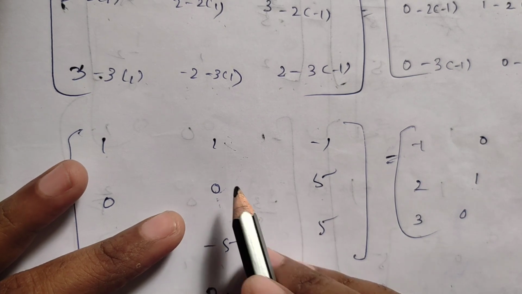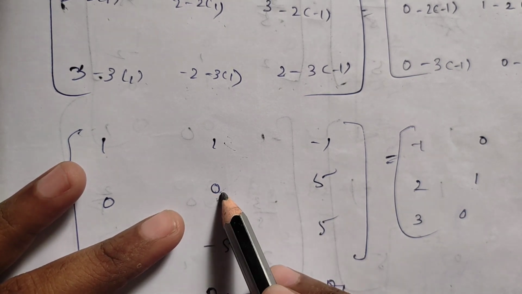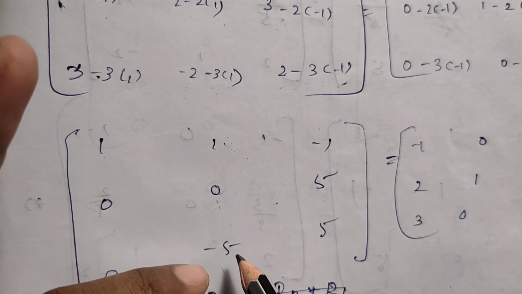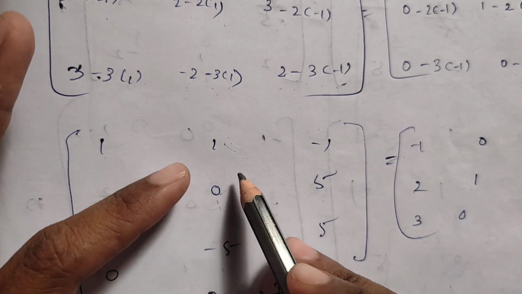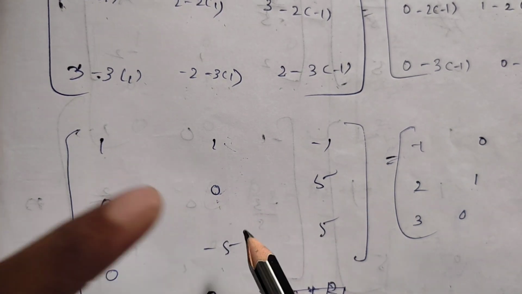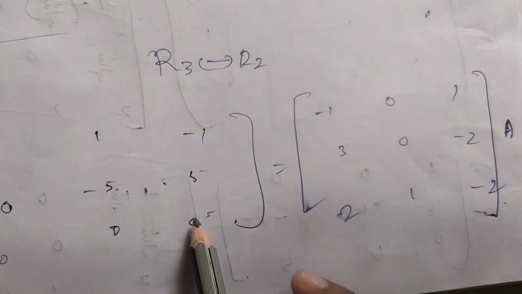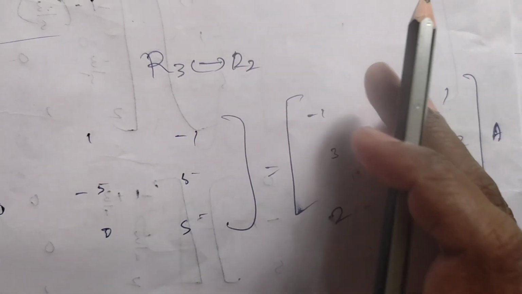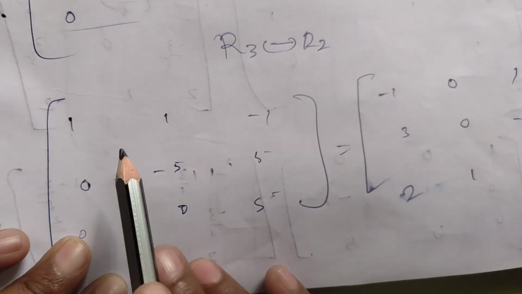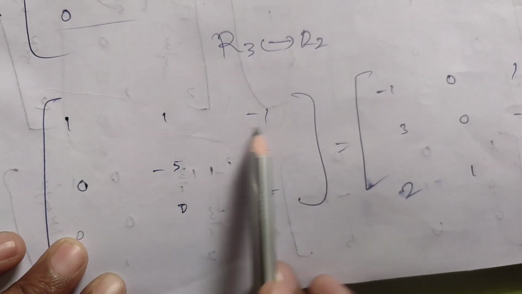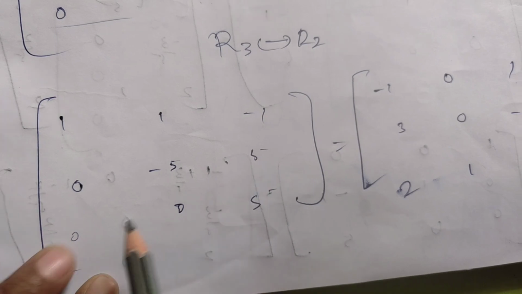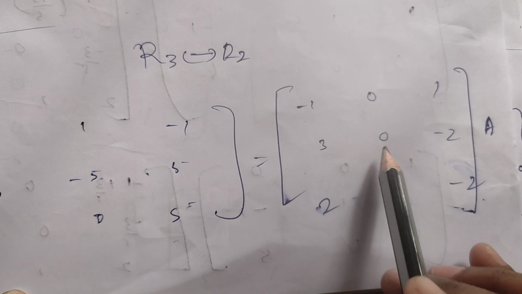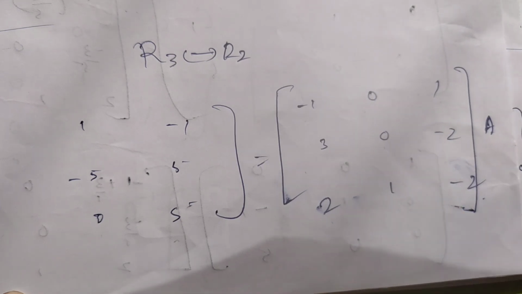The next step is we should make this element 1, but here we have 0. So I am just interchanging row 3 by row 2 and row 2 by row 3. Interchanging row 2 by row 3 and row 3 by row 2 is done on the RHS side also. So it has been done: 1, 1, minus 1, 0 minus 5, 5, 0, 0, 5. On the RHS minus 1, 0, 1, 3, 0 minus 2, 2, 1 minus 2.